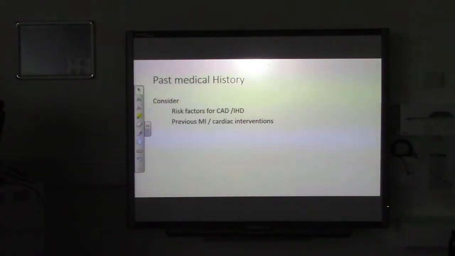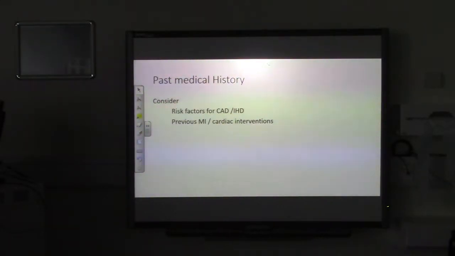So past medical history would also need to be considered when somebody's presenting with chest pain. So we would look for risk factors of coronary artery disease or ischemic heart disease. Looking at what those risk factors are: age, older than 45 in men, and postmenopausal women are at increased risk.